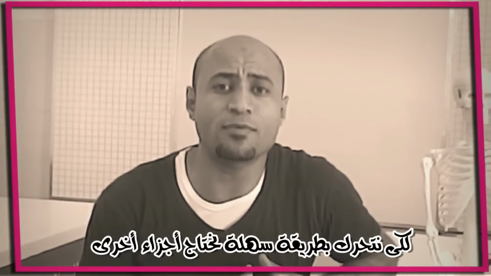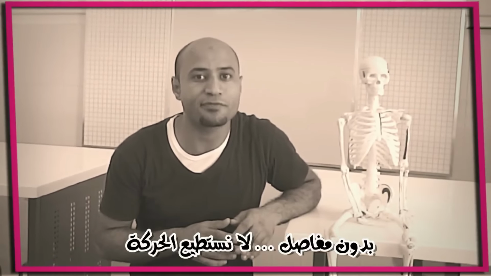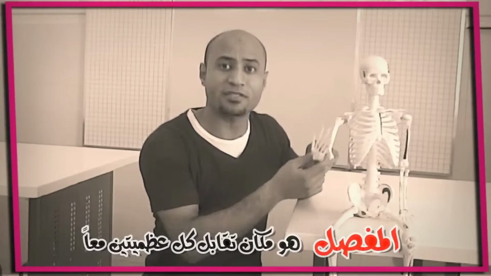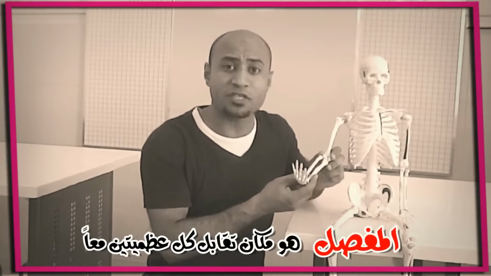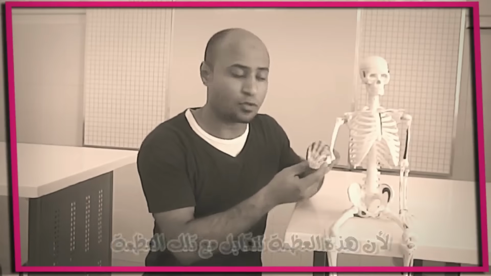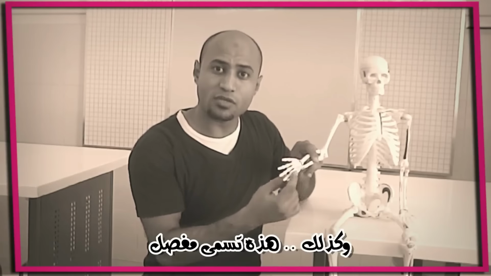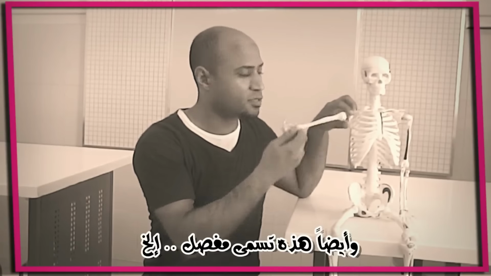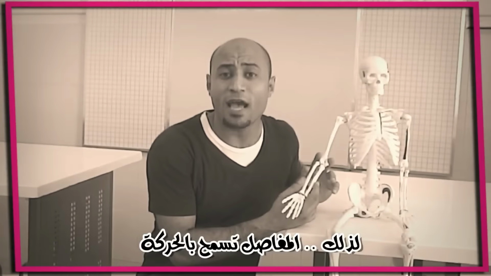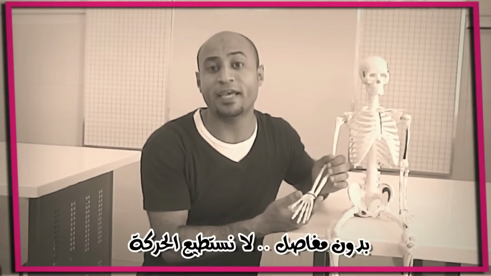To move in a flexible way, we need another main part called joints. Without joints, we can't move. Joint is the location at which each two bones meet each other. So this is called joint because this bone and this bone meet each other. Also this is called joint and this is called joint, etc. The joints allow movement between bones. Without joints, we can't move.